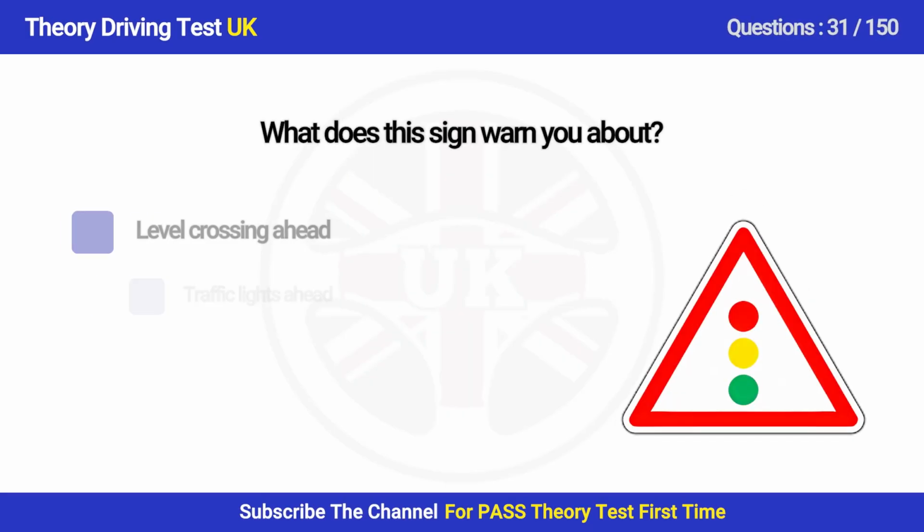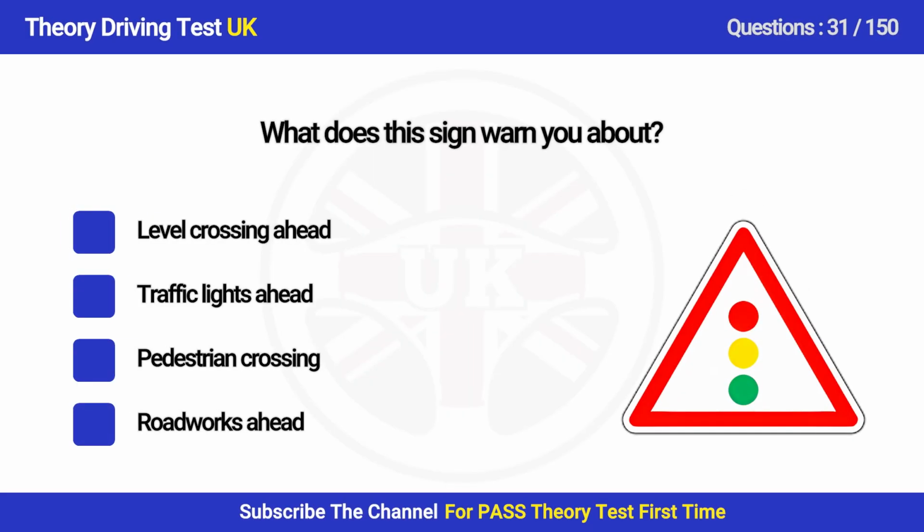Question 31. What does this sign warn you about? A, level crossing ahead. B, traffic lights ahead. C, pedestrian crossing. D, ahead.